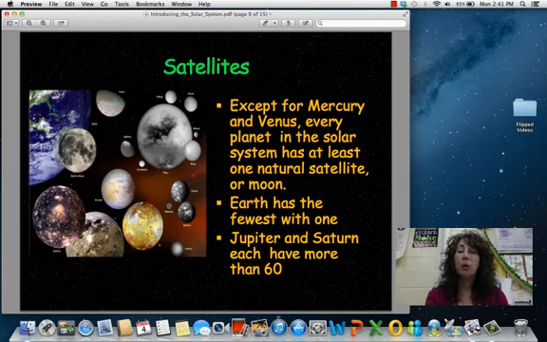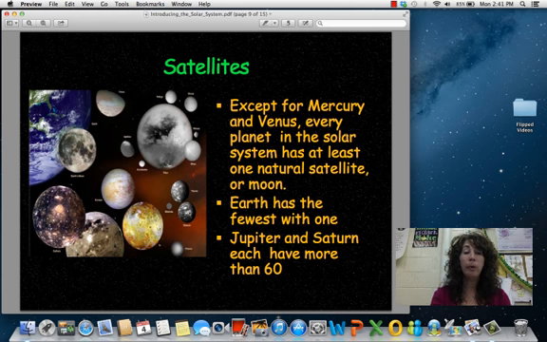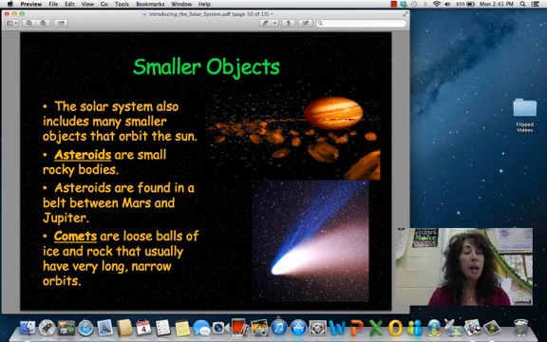Okay, so except for Mercury and Venus, every planet in the solar system does have at least one moon. Earth has the fewest with just one. Jupiter and Saturn both have more than 60 moons. And then those other objects that we can find in our solar system.